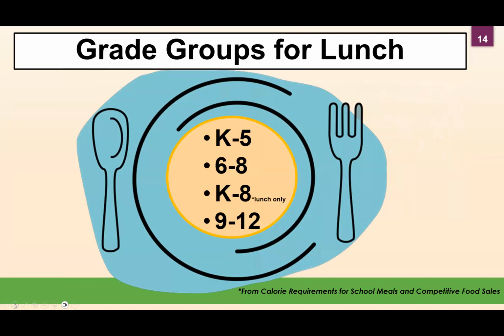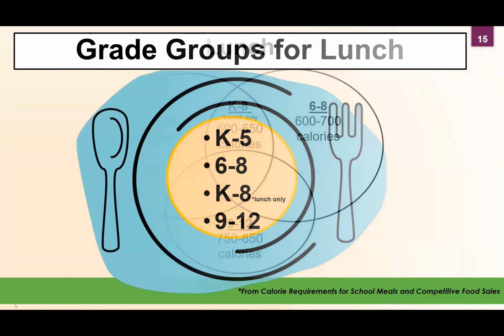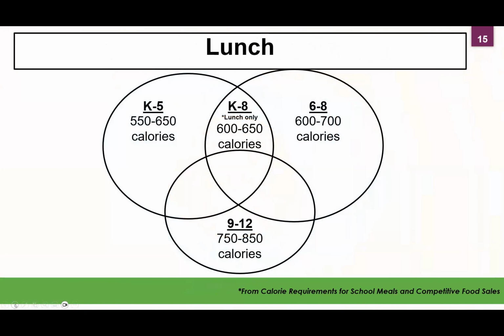So further, USDA divided calories by age grade group. So depending on which age grade group you're planning for, it has different calorie requirements. So you'll see here how it's divided up. There is a little overlap if you look at K through 5 and 6 through 8. If you did have a K through 8 menu, you could offer the same menu because their calories do overlap a little bit. Whereas if you look at 9 through 12, a high school level, the calories do not overlap, so they need to be kept separately.